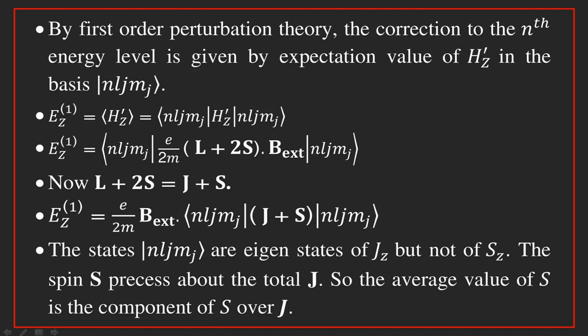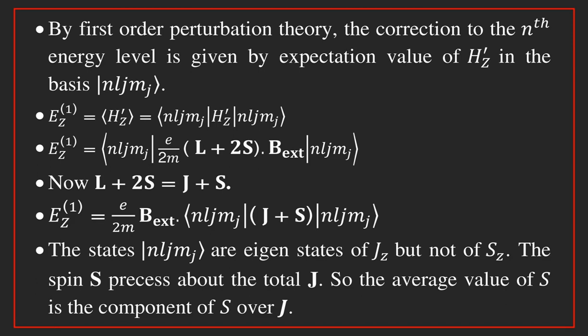By first order perturbation theory, the correction to the nth energy level is the expectation value of this Zeeman term on the basis n l j m_j. So Ez of 1, the first order correction due to the Zeeman effect, is equal to the expectation value of Hz, that is <n l j m_j| Hz |n l j m_j>. Now Hz is equal to e by 2m into (L plus 2S) dot B external. We can see that n l j m_j is an eigenstate of Lz, but n l j m_j is not an eigenstate of Sz.